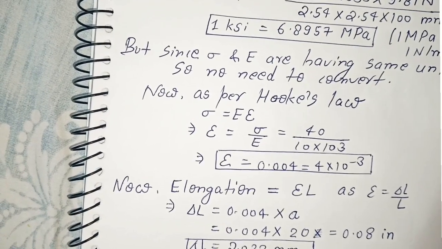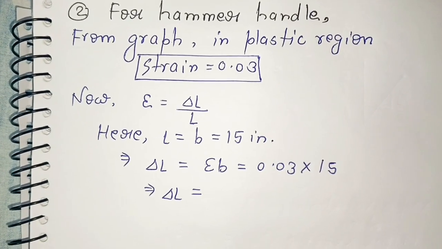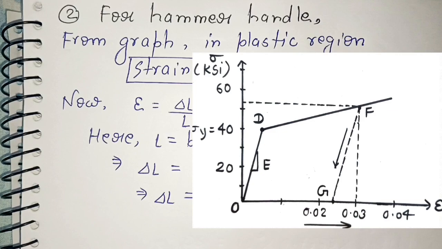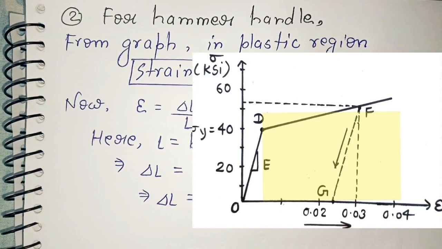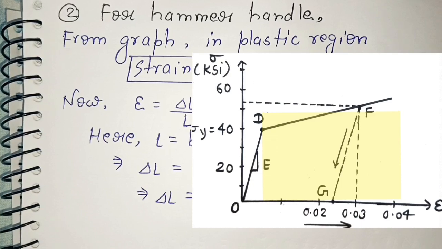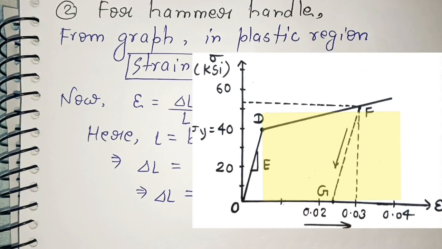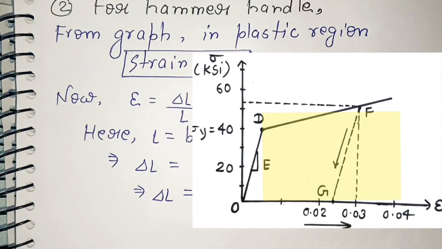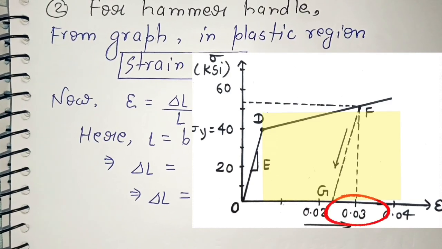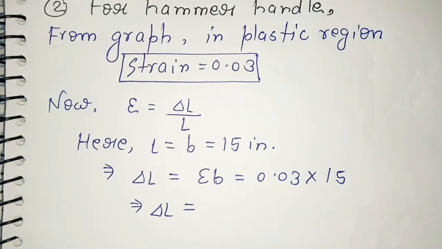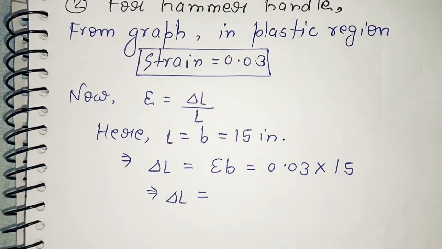So let's go. For the hammer handle, in the graph you can see that we have this second region, that is basically the DF region. So that is denoting the plastic deformation. So we will read from the graph itself the value of this strain corresponding to the point F. So that ultimate strain is 0.03. You can see from the graph, that is 0.03. So we'll read this particular value. So this is the strain in the hammer handle in the plastic region.